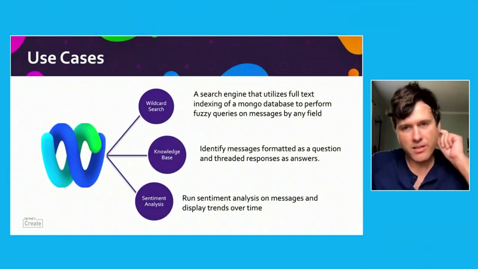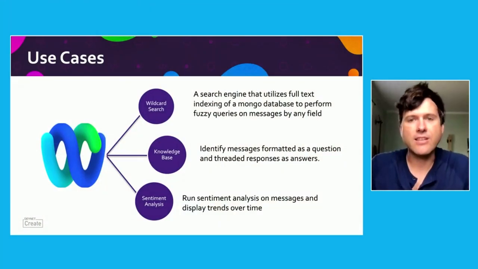Some use cases. Wildcard search. This is a drop-in search engine replacement that utilizes full-text indexing and fuzzy queries on messages by any field. Knowledge base, identifying what messages are a question and trying to find the answers to those questions, piping that into a knowledge base to cut down on repeat Q&A. Sentiment analysis. This is where we're running AI ML algorithms over the messages and trying to display those trends over time. So a big part of the application that's going to run this is a machine learning model.